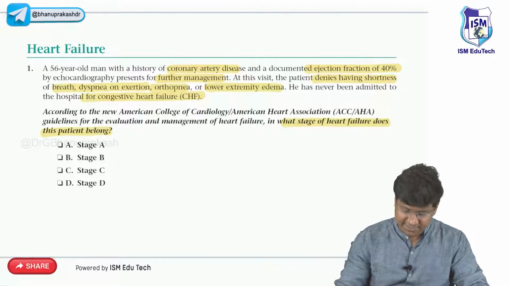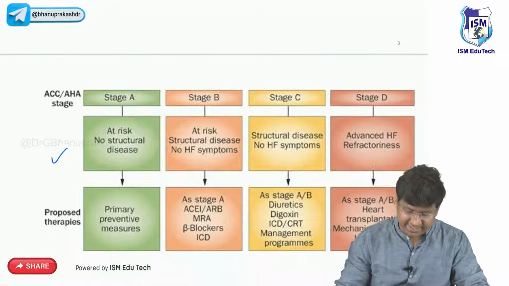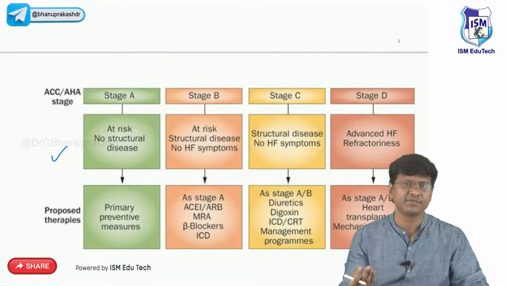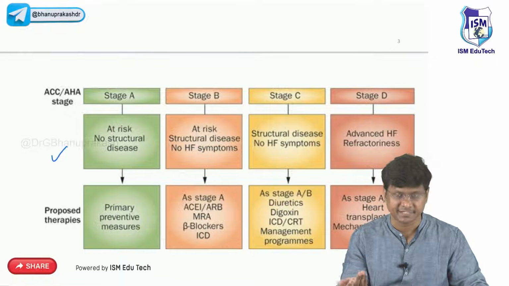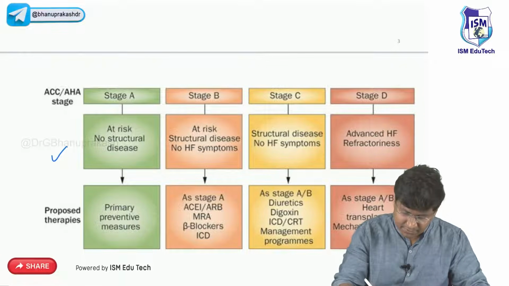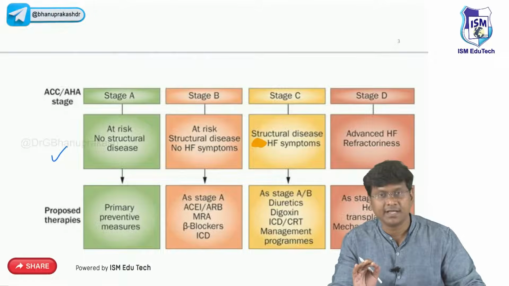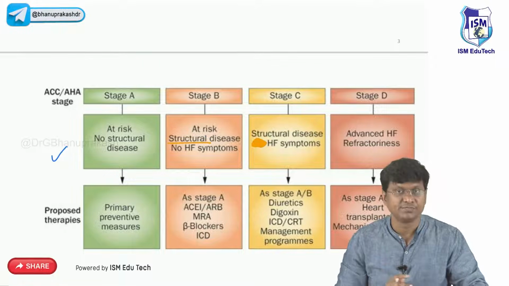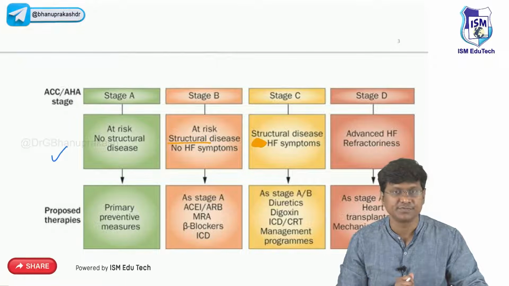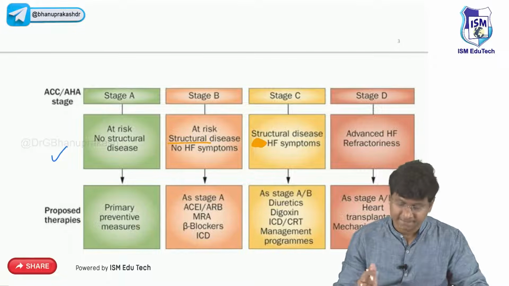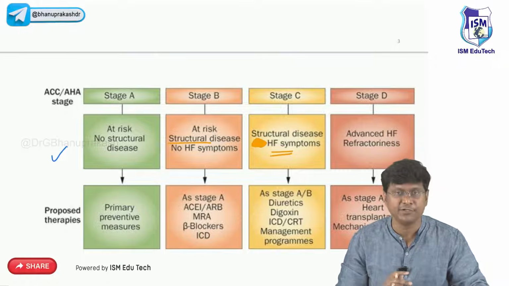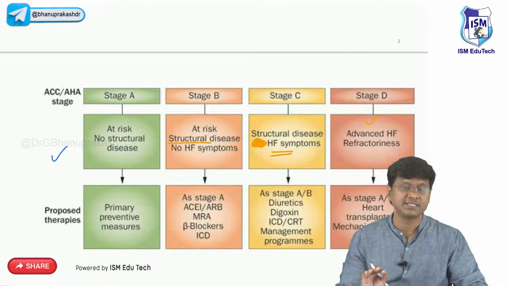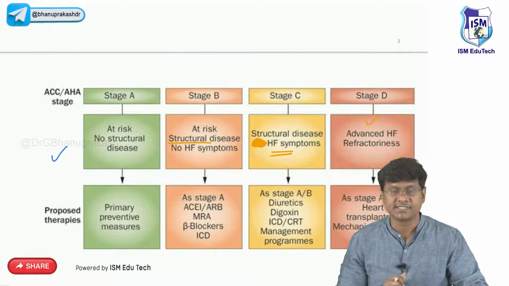Now, in case of stage A, what you will notice is that the individual is at risk of heart failure, but there is no structural disease. What are the risk factors? That includes diabetes as well as hypertension. Whereas in stage B, these patients are at risk of heart failure and they also have the structural disease, but there are no heart failure symptoms. Whereas in stage C, these patients have the heart failure symptoms, that is in the form of dyspnea and all. Whereas stage D is like advanced stages of heart failure. These are the stages of heart failure.